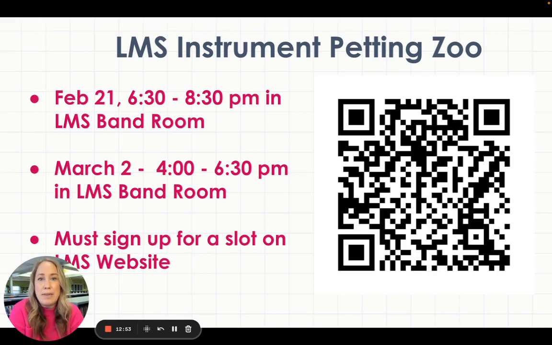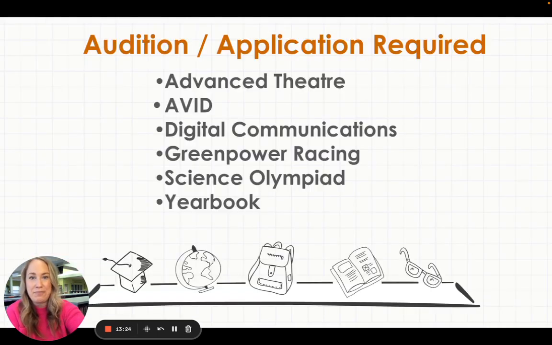If you are interested in beginning band, you must go to our instrument petting zoo. This is a requirement. It's mandatory for you to sign up for a slot. You'll meet our band directors and they'll help you choose your instrument. So there are 2 different dates, February 21st or March 2nd. So either one of those works. You can pause the video and use the QR code, or you can go to the Liberty website and find it under Fine Arts and sign up for band there. But you must have a slot for the instrument screening.